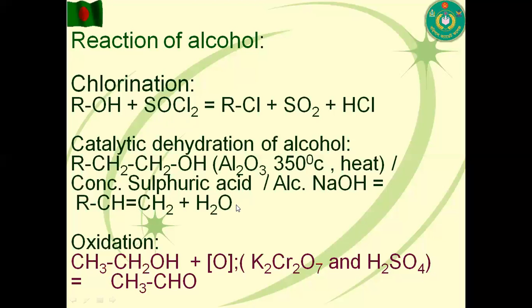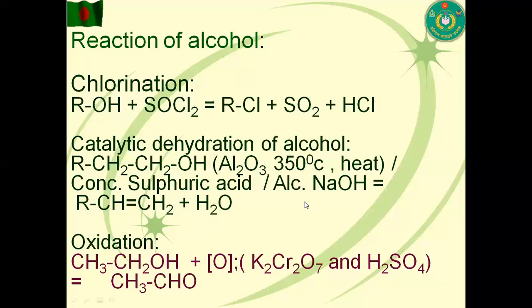Catalytic dehydration of alcohol. Here, alcohol reacts with concentrated sulfuric acid, alumina, or alcoholic sodium hydroxide at 350 degrees centigrade temperature. If it is sulfuric acid, at 65 degrees centigrade, or alcoholic sodium hydroxide, not aqueous, we form alkene, where 1 mole of water is removed from the reactant, and for this reason the reaction is called dehydration reaction. Alcohol reacts with alumina at 350 degrees centigrade to form alkene. If alcohol reacts with concentrated sulfuric acid at 65 degrees centigrade, it forms alkene.